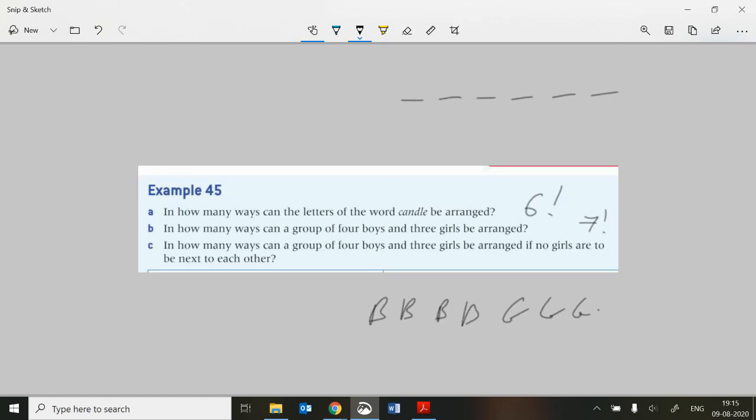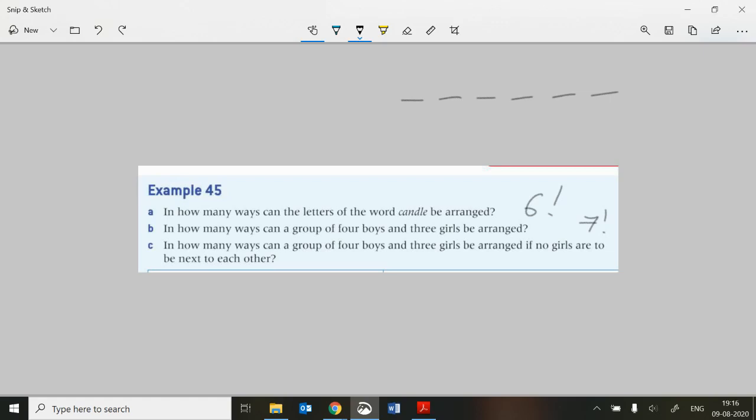You can fit 7 people in the first place, 6 people in the next place, and so on. Okay, in the last question, they say, in how many ways can a group of 4 boys and 3 girls be arranged if no girls are to be next to each other? That's a much more involved question. So that's not what I was asking before, where the 4 boys and 3 girls are rearranged to make words. It's not asking that. Now we've got 4 boys and 3 girls. They need to be arranged, and no girls are to be next to each other.